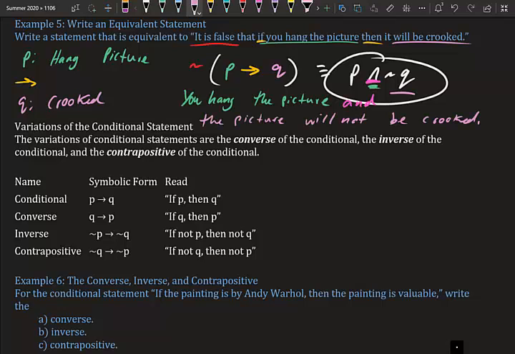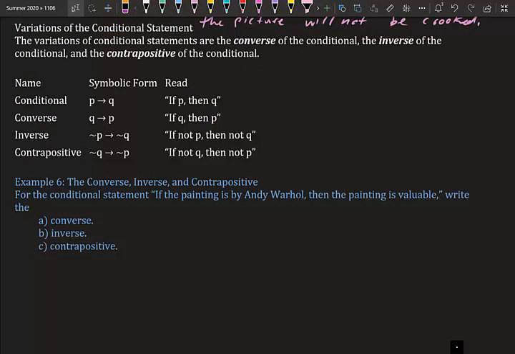All right, before we get on to the last example, I kind of want to talk about 3.4. I don't heavily test on it. So variations of the conditional statement. The variations of conditional statements are the converse of the conditional statement, the inverse of the conditional statement, and the contrapositive of a conditional statement. So a conditional statement, that's if P then Q. A converse is Q if then P, so it's just the opposite. Inverse is negation P if then negation Q, and the contrapositive is negation Q if then negation P.